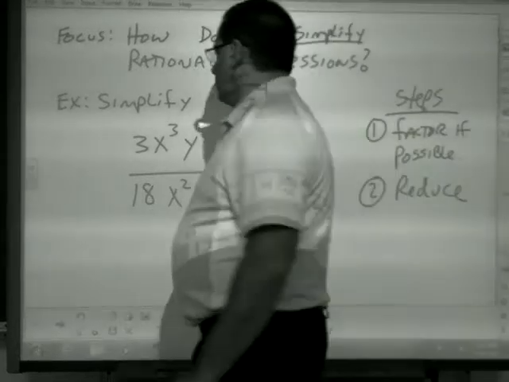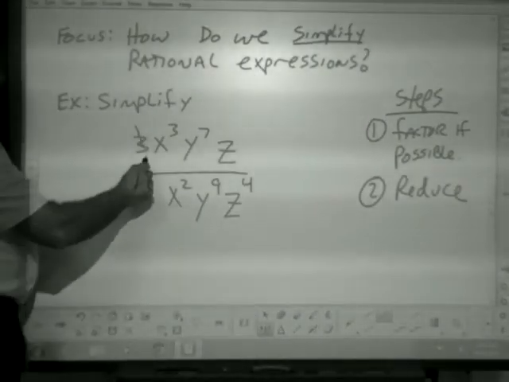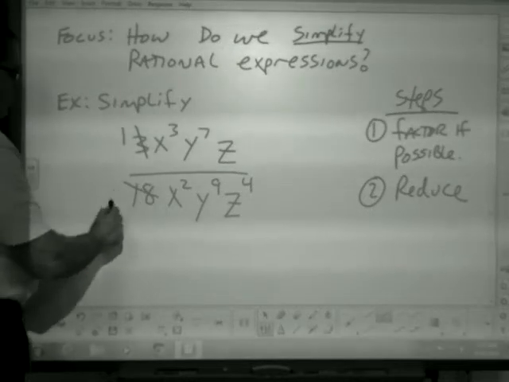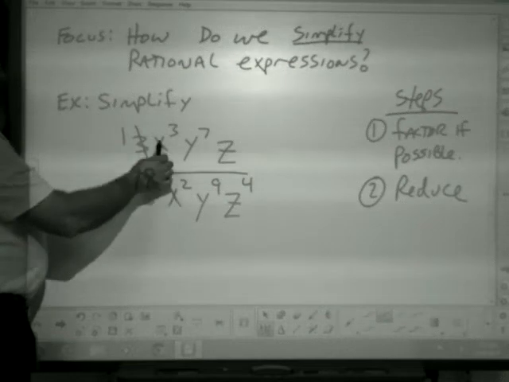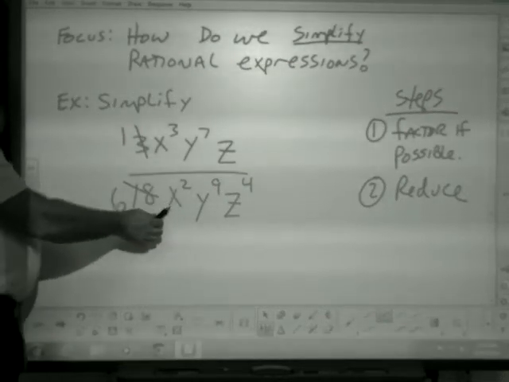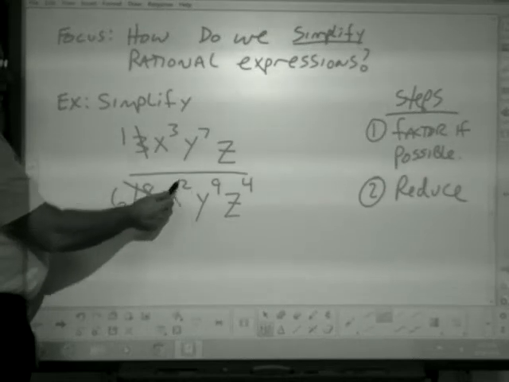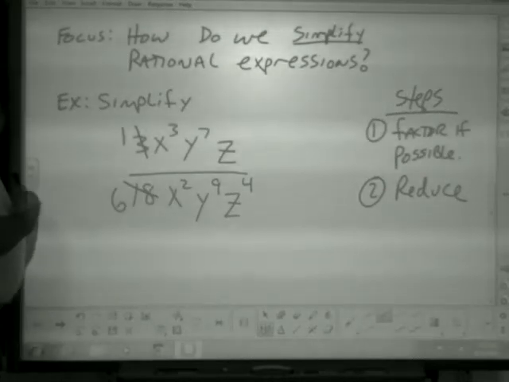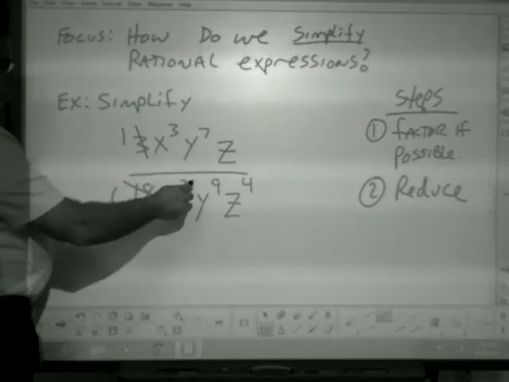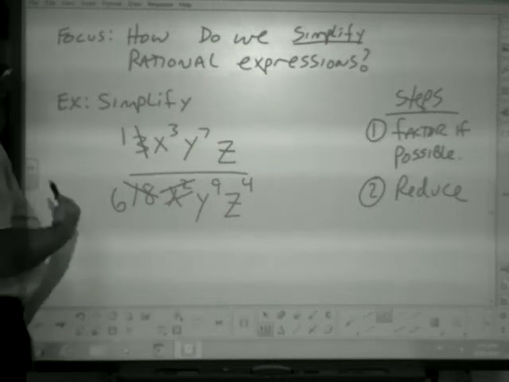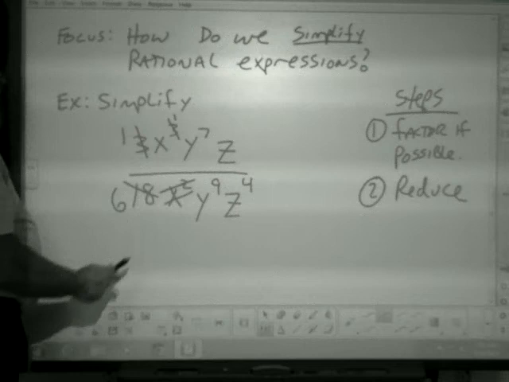So now we reduce. I reduce numbers with numbers. So 3 and 18, 3 can go into 3 once, 3 can go into 18 6 times. X squared and x cubed. Now, if I have the same letter, different powers, I can take away how many the small power is away from the large power. And so x squared is the smaller one. I cross that off fully. I take 2 away from the 3, leaving me 1.